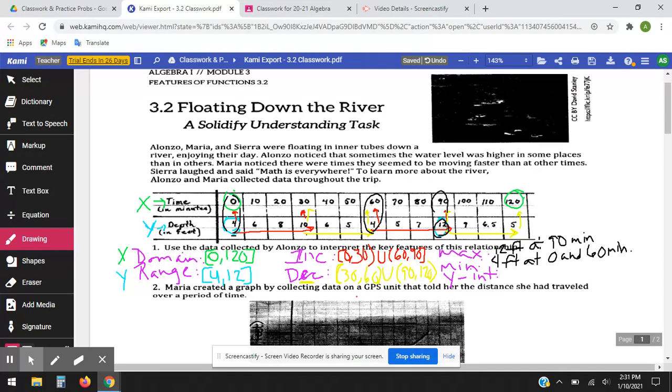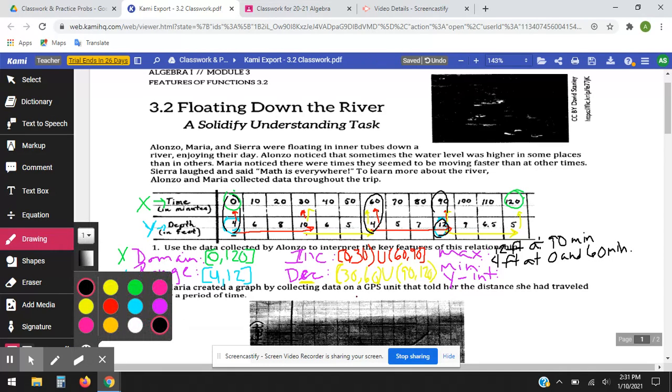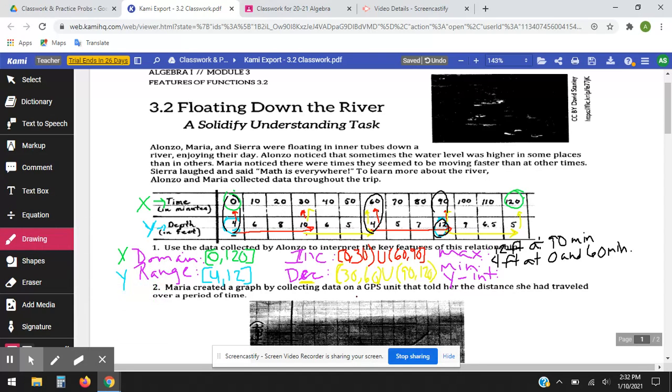And then our y-intercept is going to be where our x equals 0. Well, in this case, x equals 0, y equals 4. So we have found all the different pieces of this function by looking at our table.